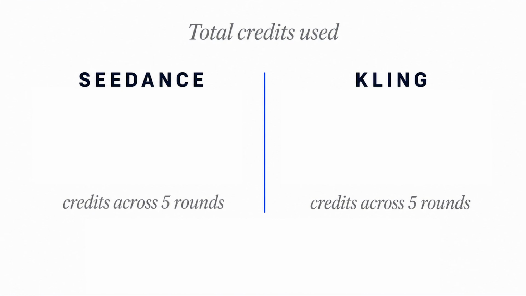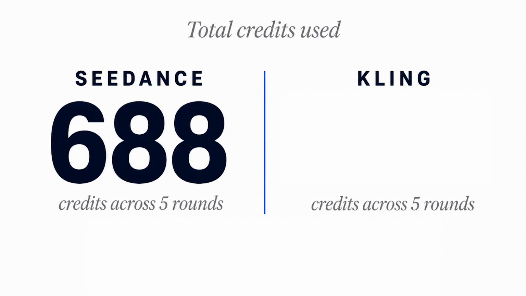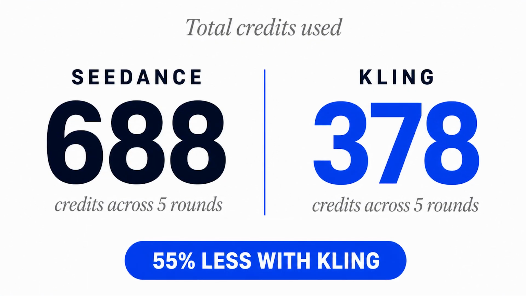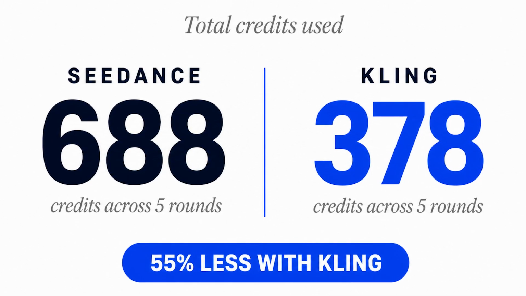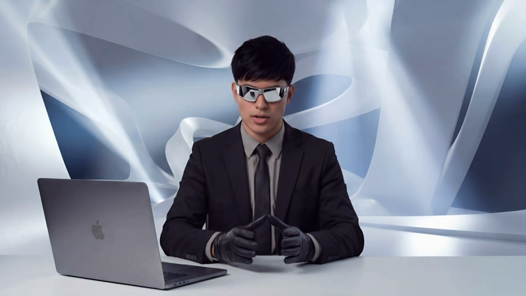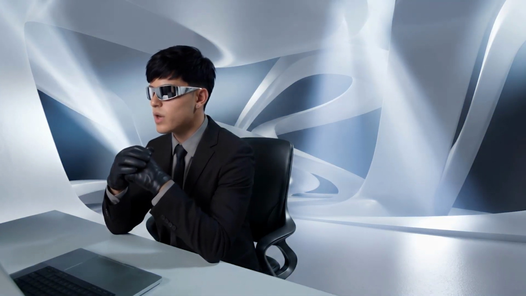But here's the data that changes everything. Seedance spent 688 credits. Kling spent 378, almost half. So the real question isn't just which model is better. The real question is when the extra credits are actually worth it. So which one should you use? It depends on what you're making.